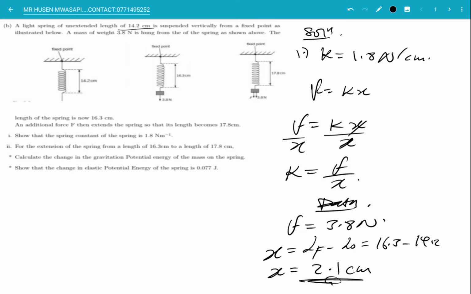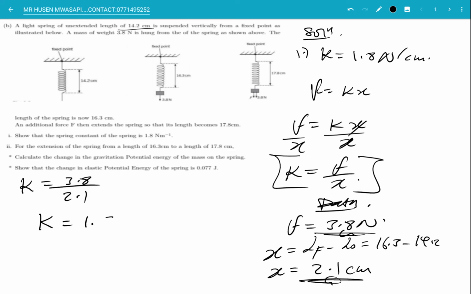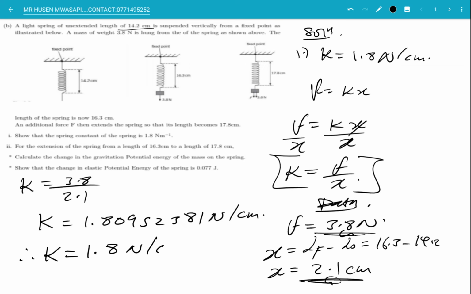centimeters. With this extension and this force, all you have to do is substitute in this formula. So, K is equal to the force, which is 3.8, divided by the extension 2.1. If you do 3.8 divided by 2.1, you end up having the K value being equal to 1.80952381 newtons per centimeter. Now, we need to round this off. Therefore, K is equal to 1.8 newtons per centimeter.